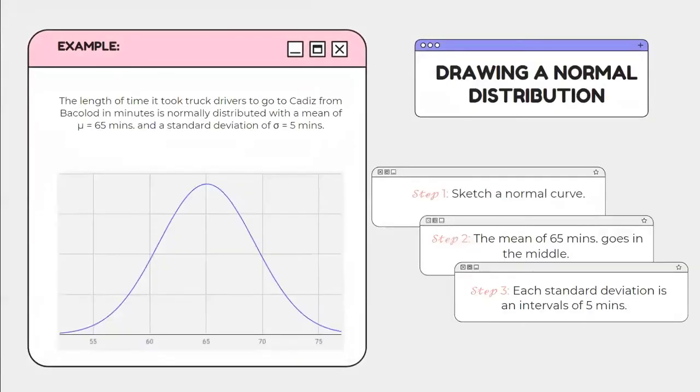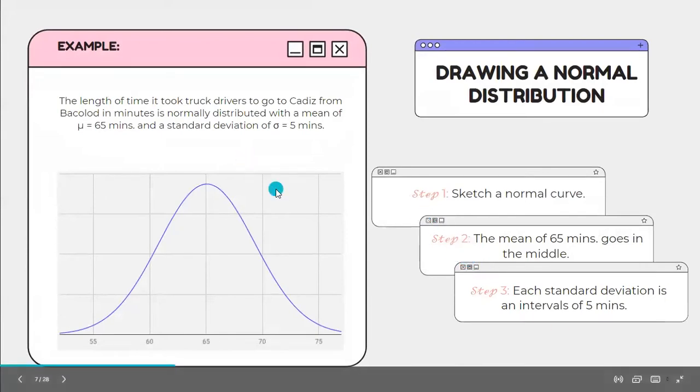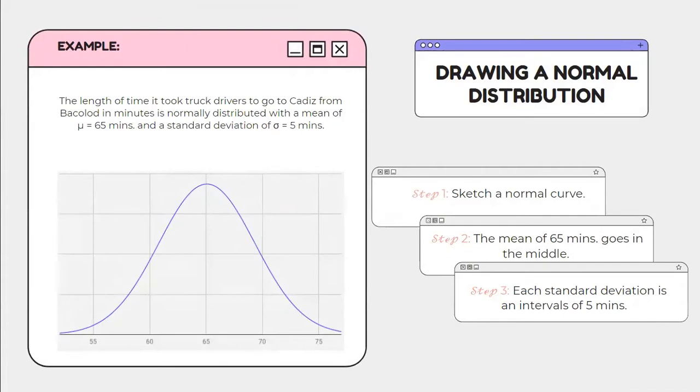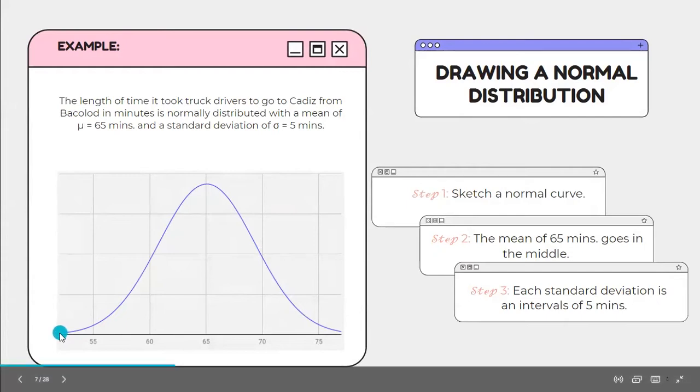So how do we draw a normal distribution? Here are 3 steps on how to draw a normal distribution. For example, the length of time it took truck drivers to go to Cadiz from Bacolod in minutes is normally distributed with a mean of 65 minutes and a standard deviation of 5 minutes. So step 1, sketch a normal curve. As we have learned previously the different characteristics of a normal curve, we can now easily plot it on the graph. So it will look like this.